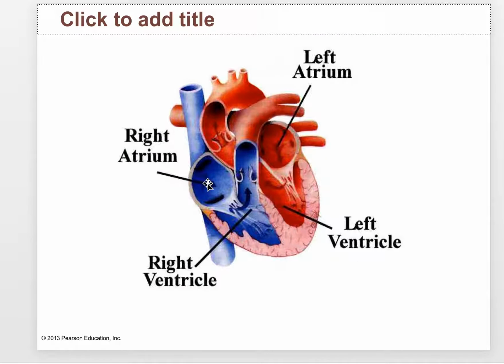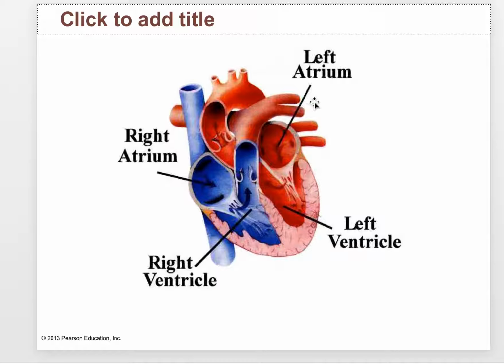So we start in the right atrium. This is the blood coming from the superior vena cava and the inferior vena cava that empties into the right atrium. After it enters the atrium, the blood flows down through this valve into the right ventricle. When the right ventricle contracts, it pushes the blood out to the pulmonary artery, and this goes into the lungs. It goes to the left lung and to the right lung.